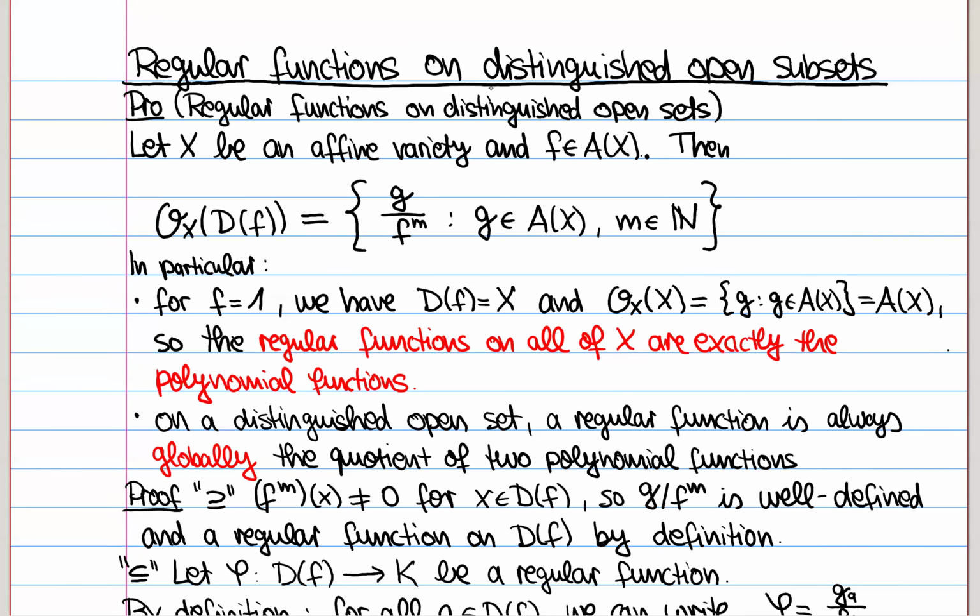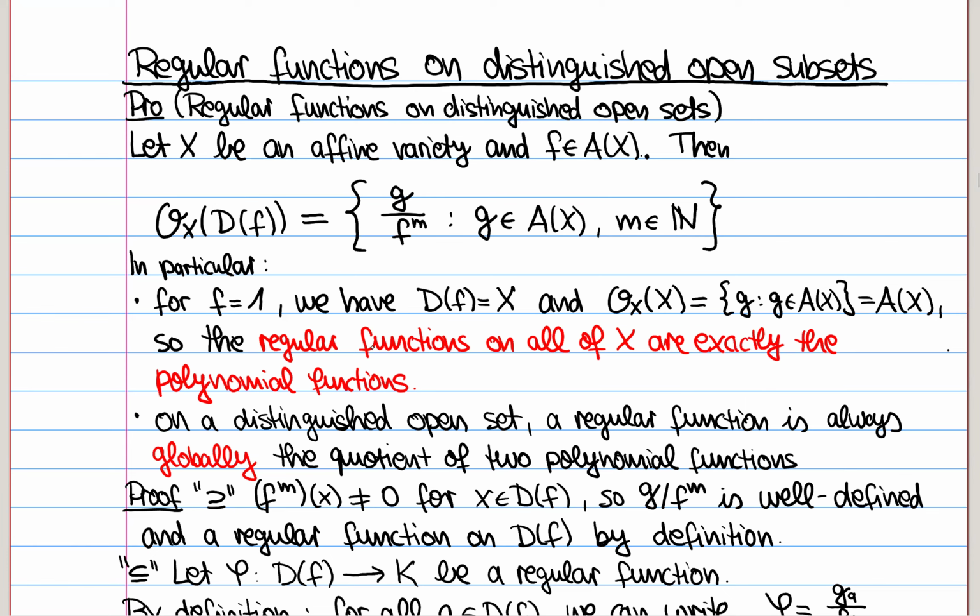After the preparations in the last videos, we're now ready to compute the regular functions on these distinguished open sets we defined. Let X be an affine variety and f a function on X, then the regular functions on D(f), the locus where f is non-zero, are all given as functions by these quotients g divided by f to the m, where g is any function on X and m is a natural number. So in other words, on D(f), the functions that are allowed are the quotients of some polynomial by some power of this f.